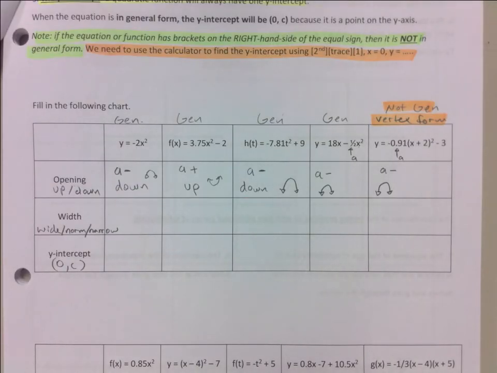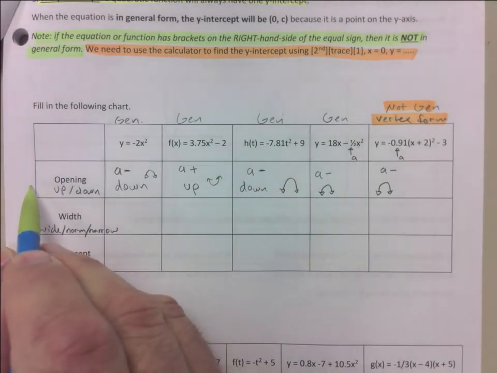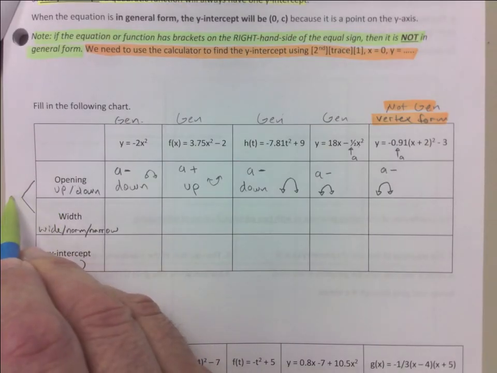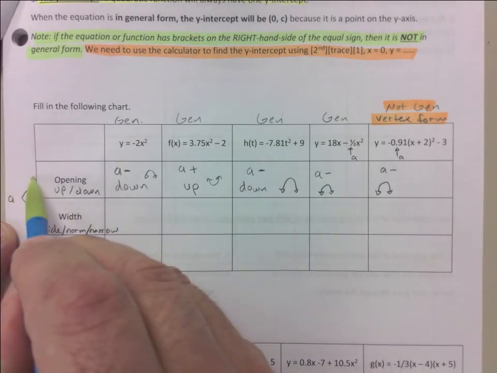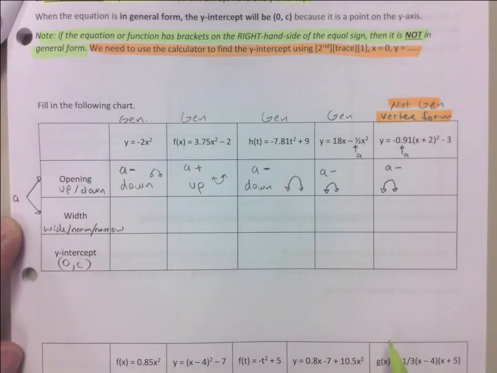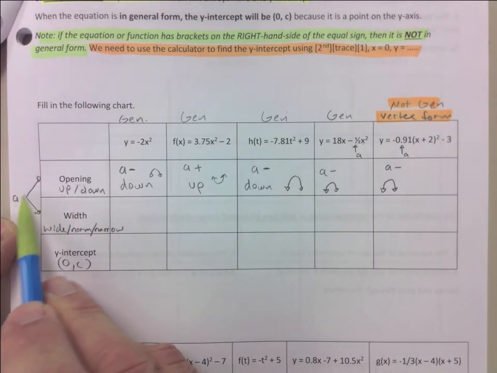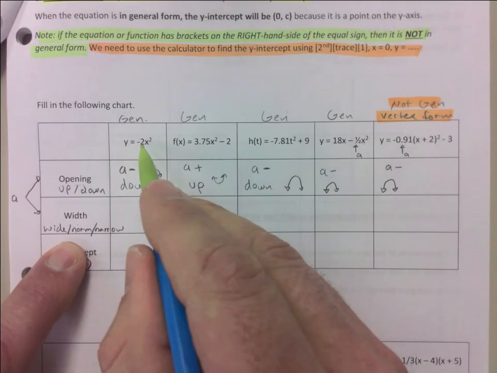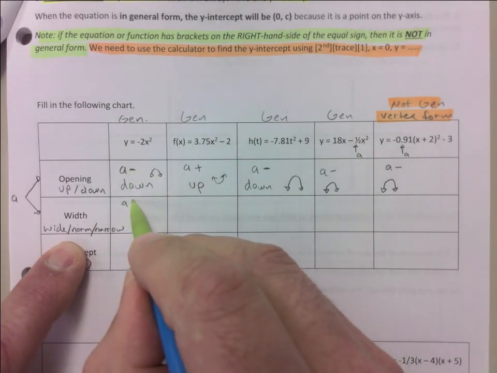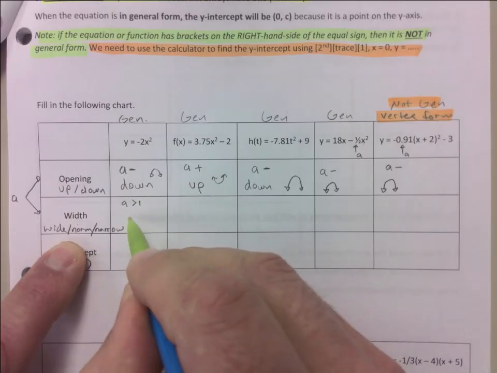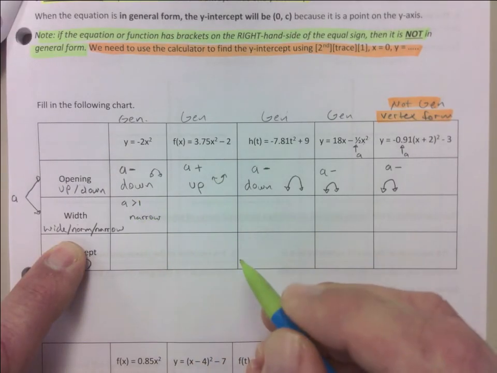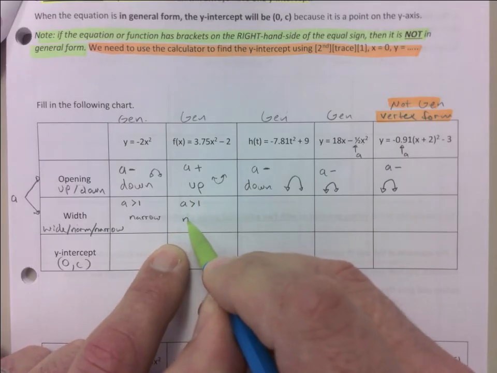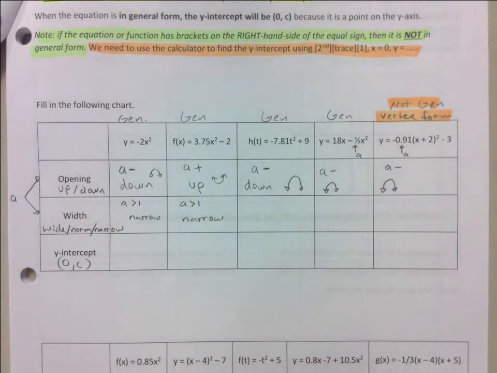So now we figured out that, by the way, these two can be determined by looking at A to answer both of these. Okay? On the side here, I look at A to determine the opening and the width. Over here, A is greater than 1, correct? So this is narrow. A is greater than 1, correct? Narrow.